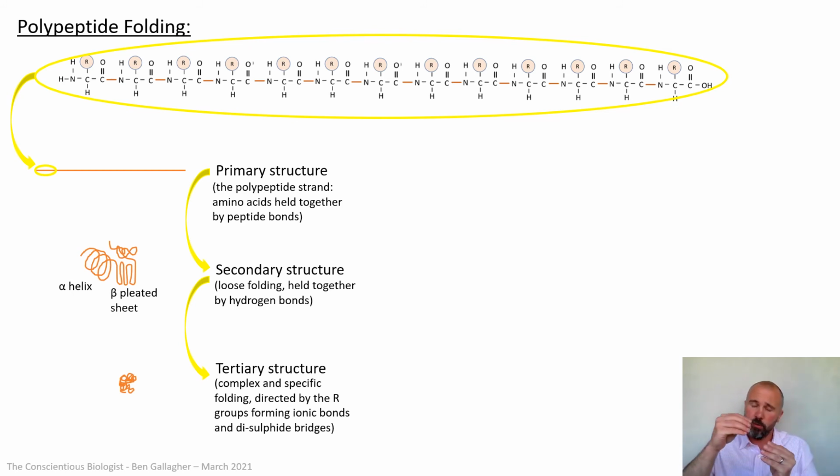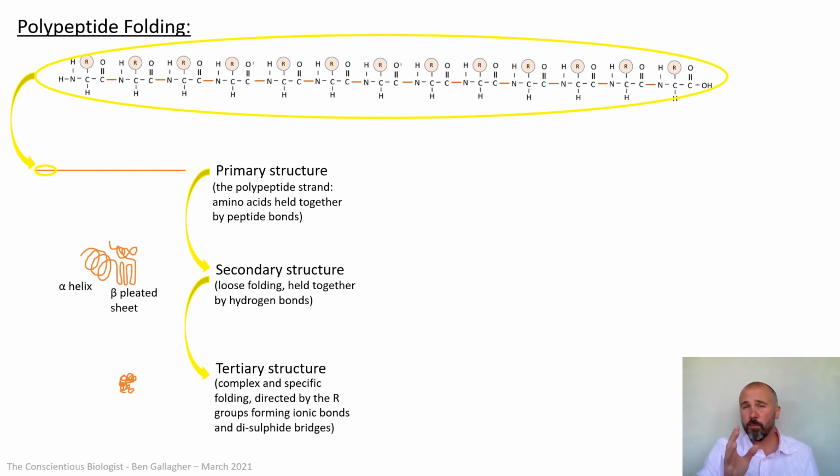And when they do, those two R groups will form either ionic bonds, as I've written here, or they might form something called a disulfide bridge, both quite strong bonds that will do the fine folding and give you your finished structure. So that one over there, that little highly folded brown blob, might be the finished folded enzyme or whatever it's going to be.